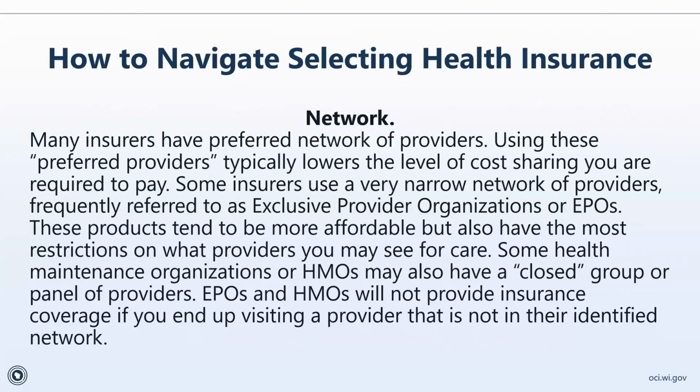As we've touched on previously, HMOs offer the least flexibility, but usually have the lowest monthly costs. EPOs are a bit more flexible, but usually cost more than HMOs. PPOs, preferred provider organizations, offer the most flexibility, but typically can be the most expensive.